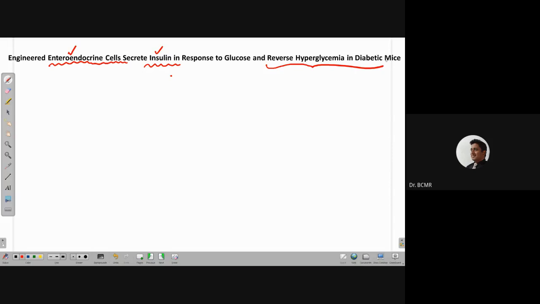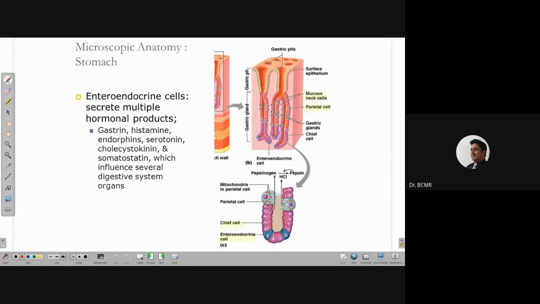So the first question is about why choose enteroendocrine cells. In the intestine there are a lot of gastric pits and so on. You see that there are a lot of invaginations which will have a variety of different cells, including mucus secreting cells, gastric glands, and so on.